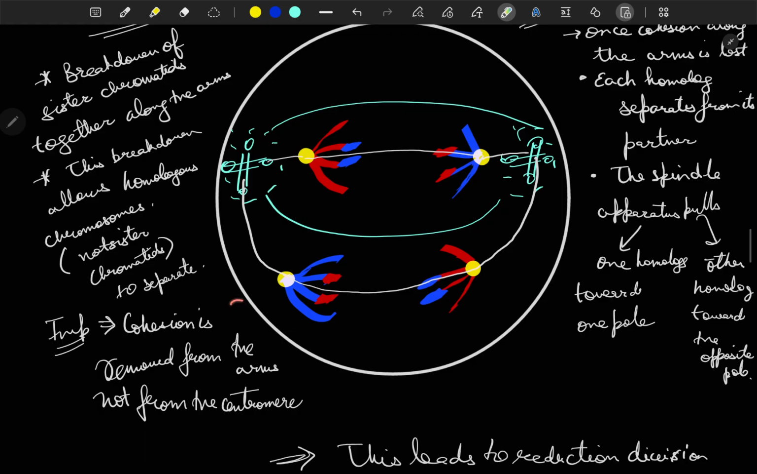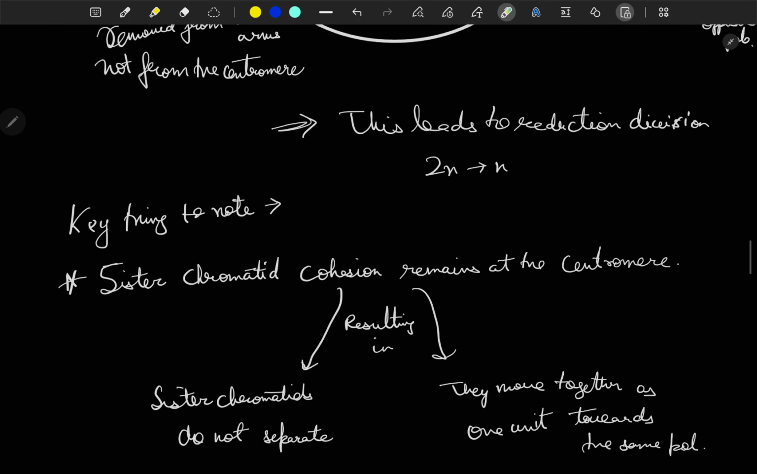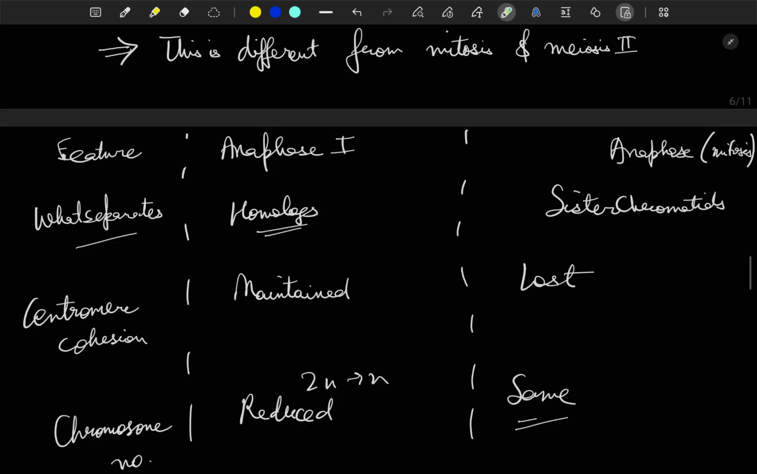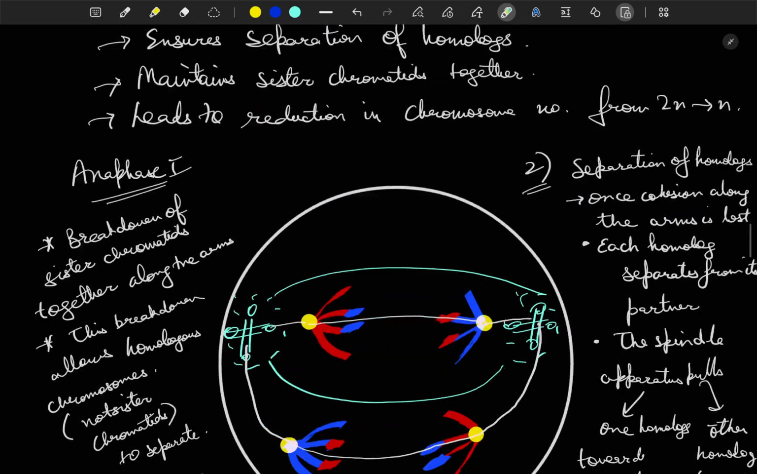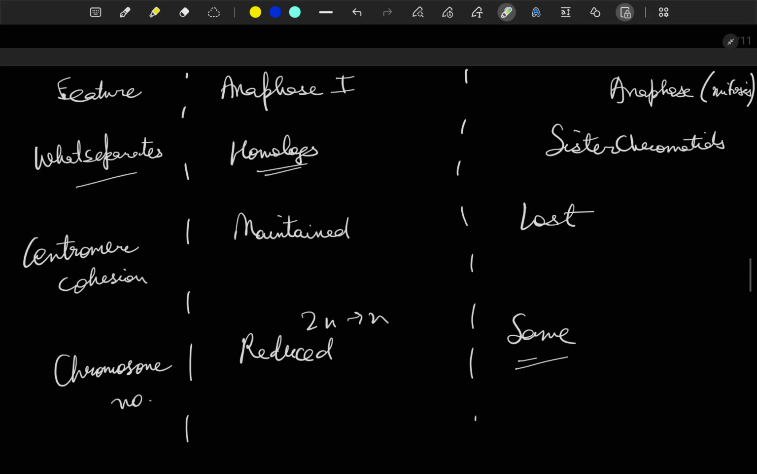I've written this down for you. Now let's talk about the difference between anaphase 1 and anaphase 2, or anaphase in mitosis. What is separating here? The separation of homologs we can see in anaphase 1. In anaphase of mitosis, it is the separation of sister chromatids. The sister chromatids get separated.